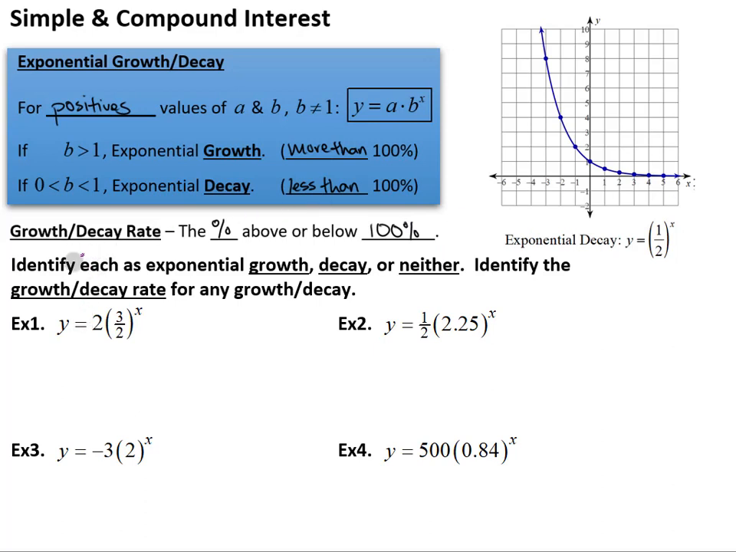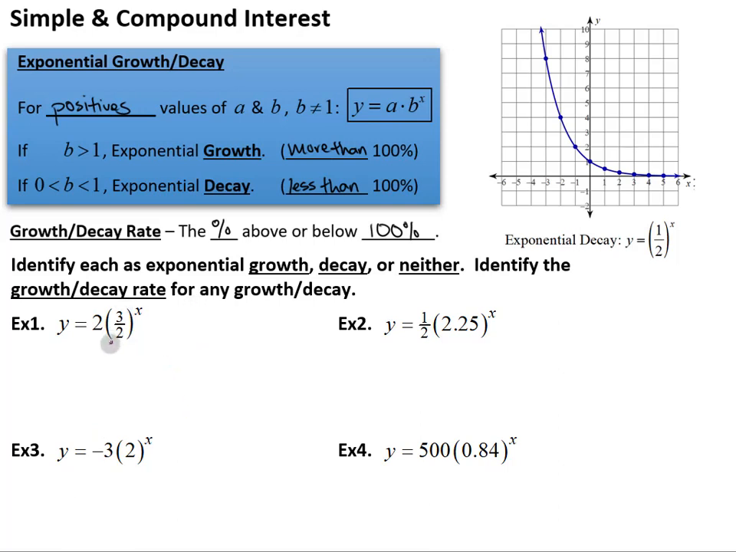So let's do some examples. Identify each as exponential growth, decay, or neither. Identify the growth or decay rate for any growth or decay, so find the actual rate. First thing we need to check, remember that a and b need to be positive, and our base cannot equal 1. So let's first check. This would represent a, it's positive. B is also positive, and b is also not 1. So it passes all of our checks.